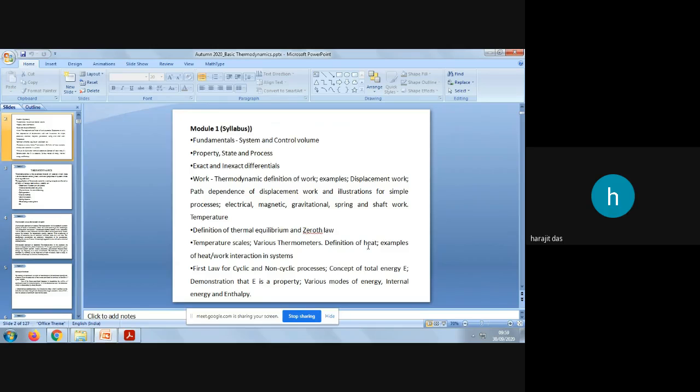Then definition of heat. So heat is a property which flows due to the difference of temperature, okay. So examples of heat work interaction in a system, okay, I have told you: when a moving metallic ball is stopped suddenly, when the velocity becomes zero, then what is happening? The total work of the ball is converted, because it is having some kinetic energy, so it will be doing some work, okay. So it is displaced, some force is acting and it is displaced, so there will be some work energy, and it will be converted to heat, okay.